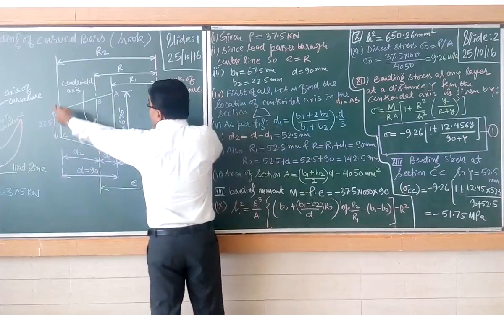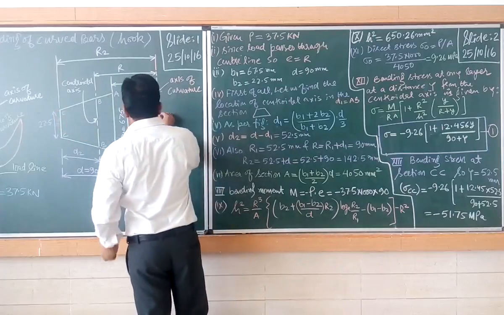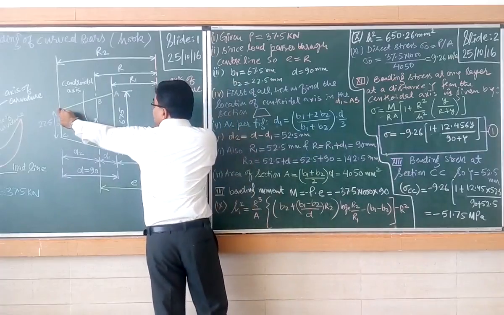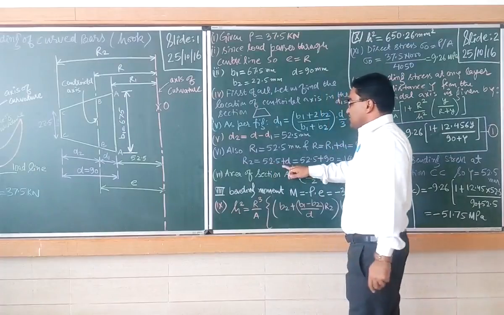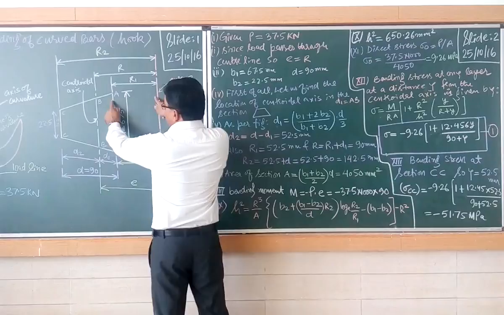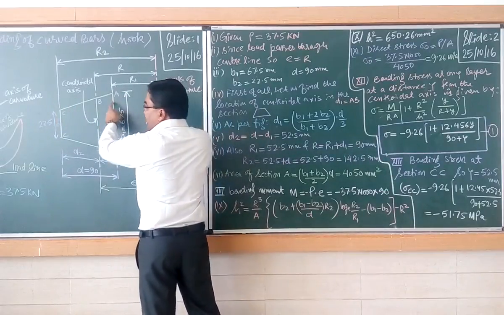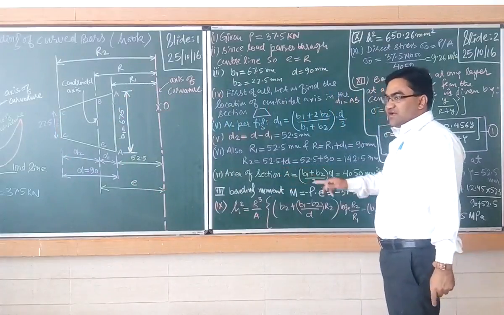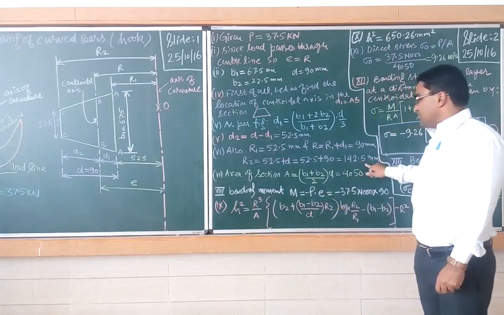This is the total R2. Let this be your O. From O to C, this is your R2. What is the value of R2? R2 is equal to 52.5 plus D, meaning from here to here plus from here to here. This here to here is your 52.5, plus this is your D. So 52.5 plus 90, as the value of D has been given as 90.